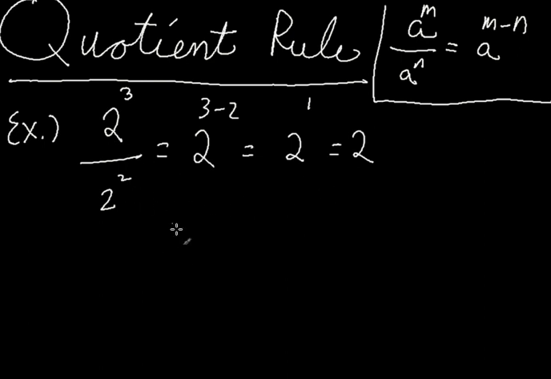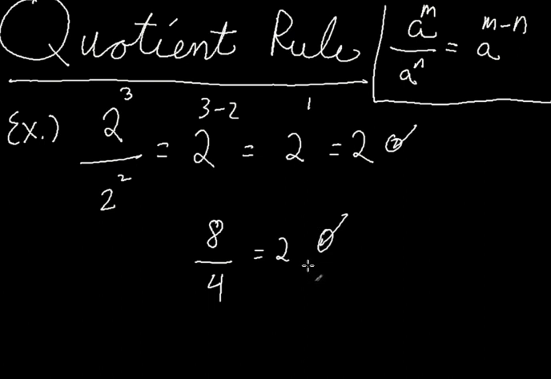But let's use another technique, maybe an older technique, and see if we agree with this. So 2 to the third is 8, right? So that would be 8 on top, and 2 squared is 4, and 8 divided by 4 is 2. So this is checking out, okay?